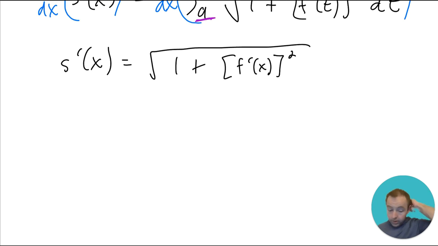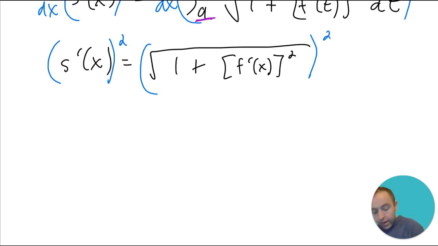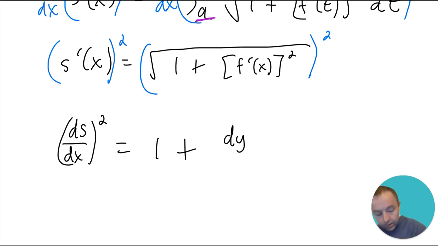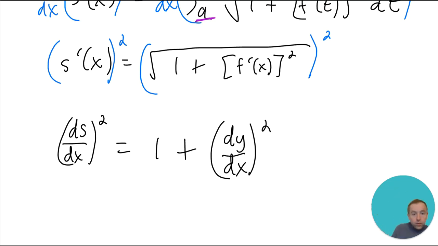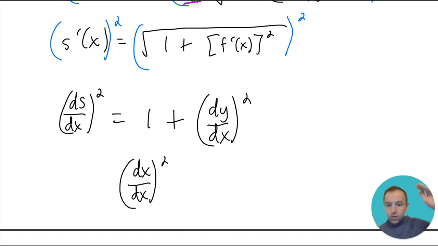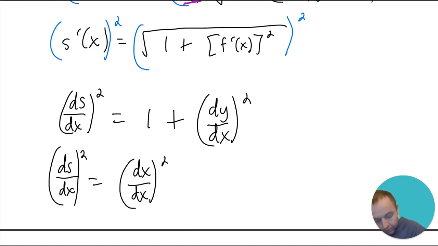Now I'm going to take this and square both sides. So now we get (ds/dx) all squared. I just wrote s prime of x differently; it's still ds/dx, because it's the derivative of s with respect to x. When I square the other side, the square root goes away. So we get 1 plus (dy/dx) squared, because the derivative is dy/dx, and it's squared. Then I'm going to replace the 1 with (dx/dx) squared, because dx over dx is just 1. So we get this handy identity that you see here.